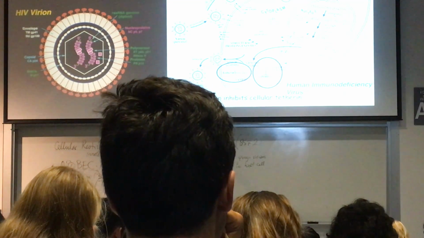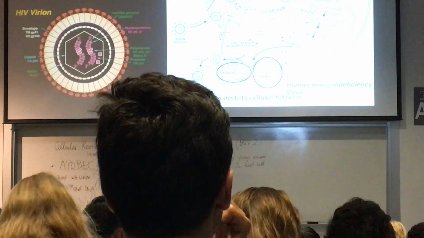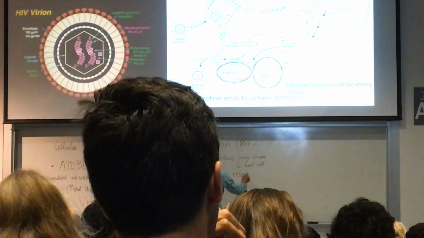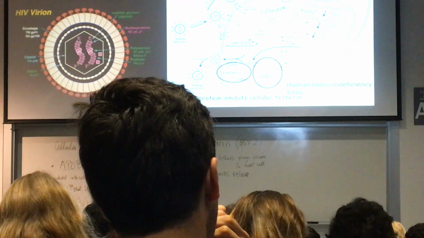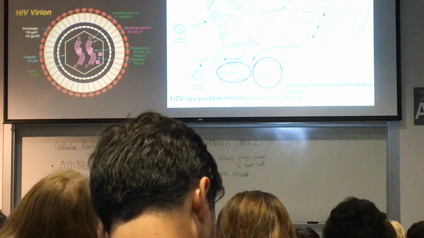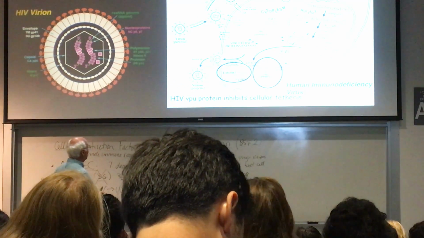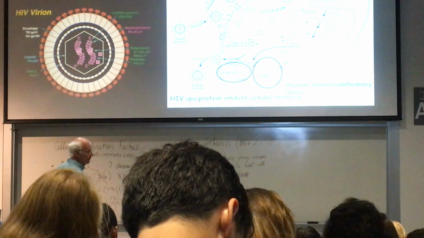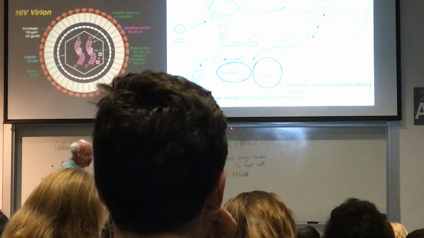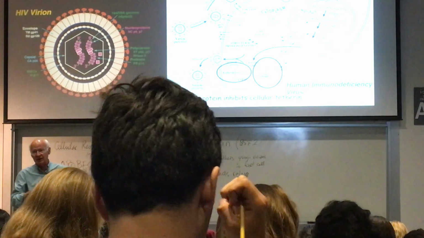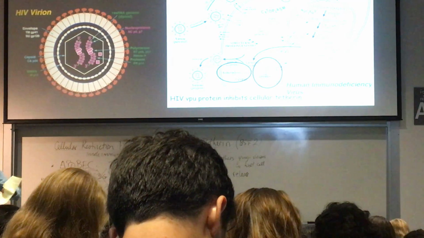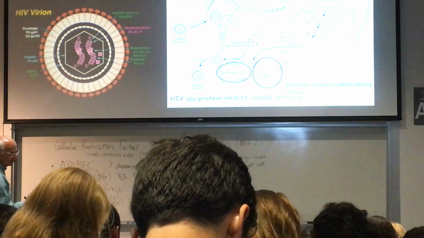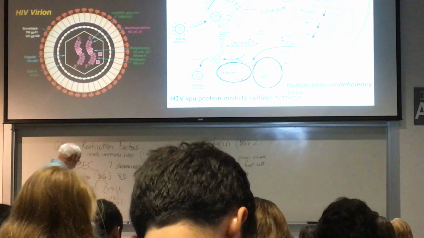So tethering restricts release. So the regulatory protein VPU that's made by the virus blocks tethering, which then facilitates release. So it's another example of the interplay between the virus and host. And the balance of all of this then is going to really determine how much virus we produce.